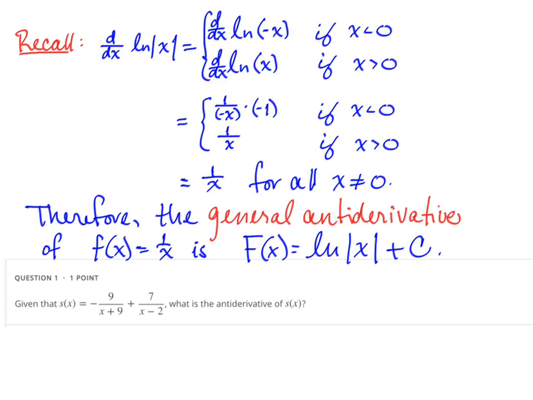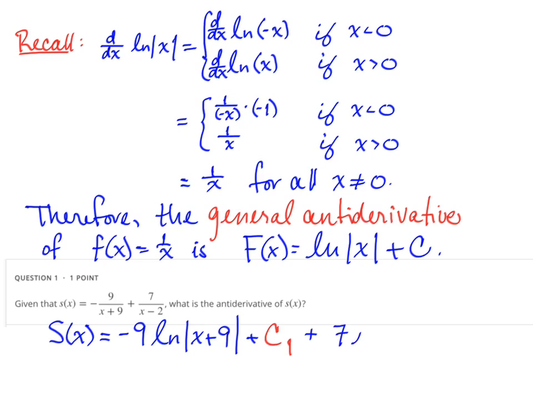We have 2 reciprocals. We have negative 9 times 1 over x plus 9, and we have positive 7 times 1 over x minus 2. So we're going to use it twice. So the antiderivative is going to be negative 9 times the natural log of the absolute value of x plus 9 plus some arbitrary constant. And I'm calling it C1 because I'm going to have another one for the second term. So the second one is 7 times the natural log of the absolute value of x minus 2 plus an arbitrary constant, C2.